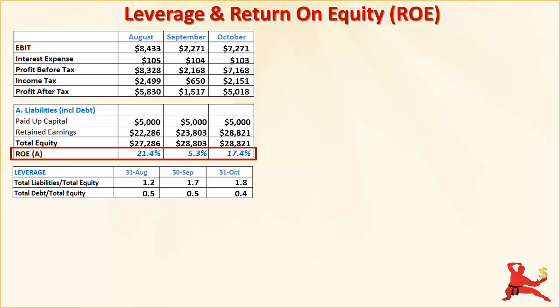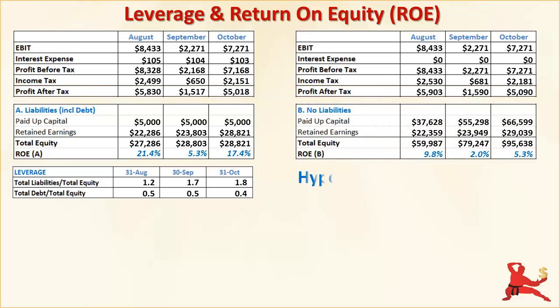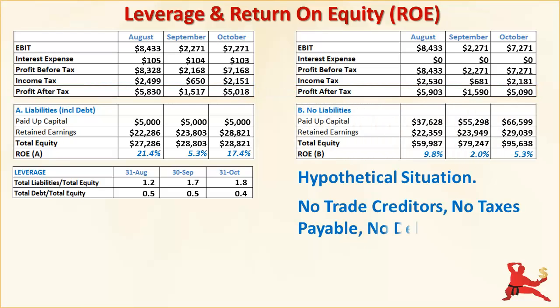Now, here's the summary profit and loss that has been adjusted to eliminate interest expense. Profit before tax and after tax is, of course, higher because there's no interest expense. Here's what the return on equity would look like if we had no liabilities at all. In other words, a zero leverage business. That means we have no trade creditors or debt. We pay cash for everything and we never owe the taxman any money.